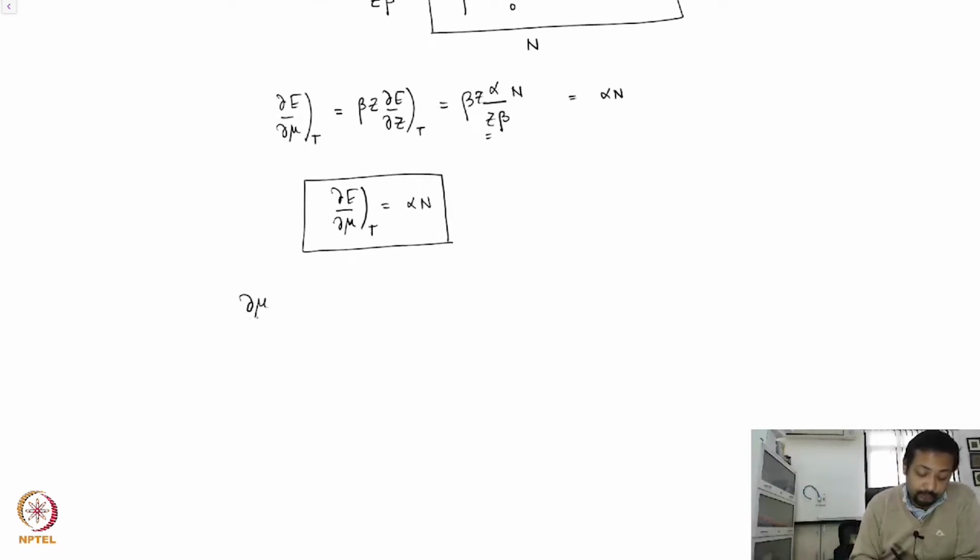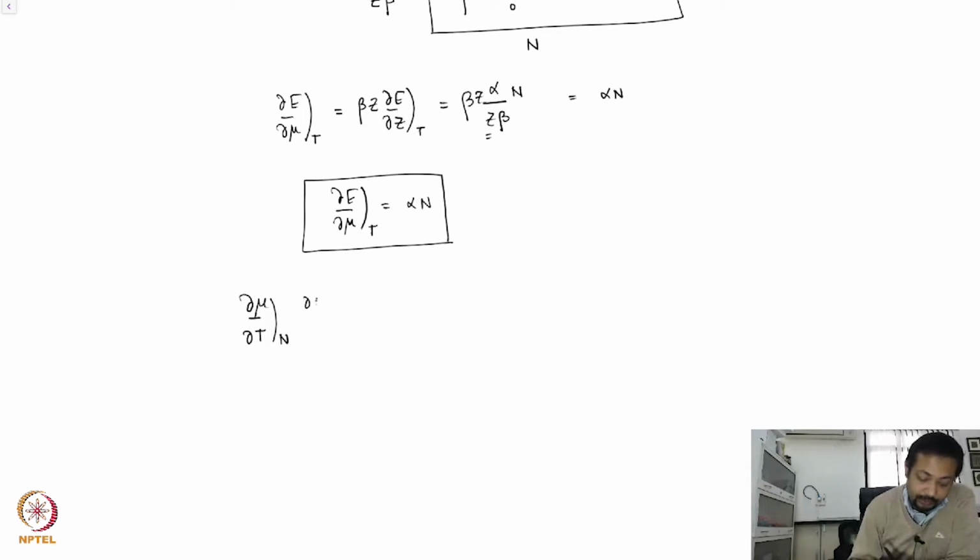So ∂μ/∂T at n held constant. To evaluate this, I am going to use the cyclic identity that we learned in thermodynamics. That is essentially ∂n/∂T at μ held constant, and then I have ∂T... So no, this is not right.